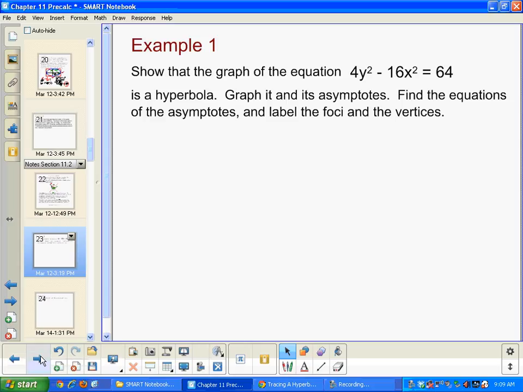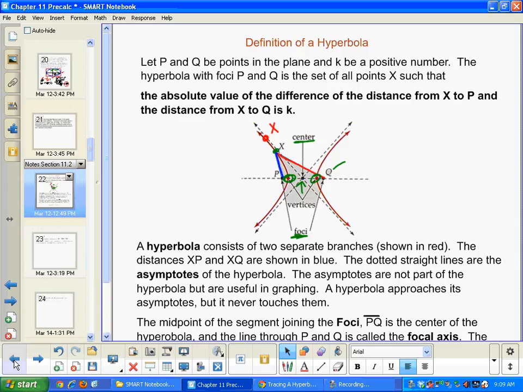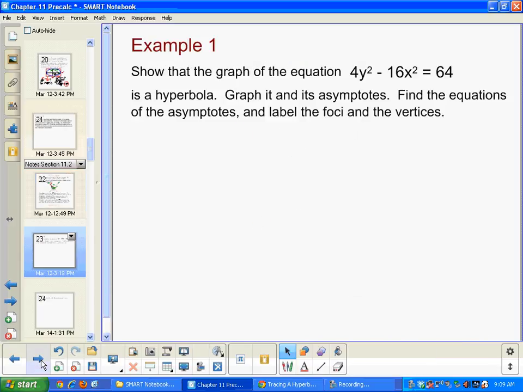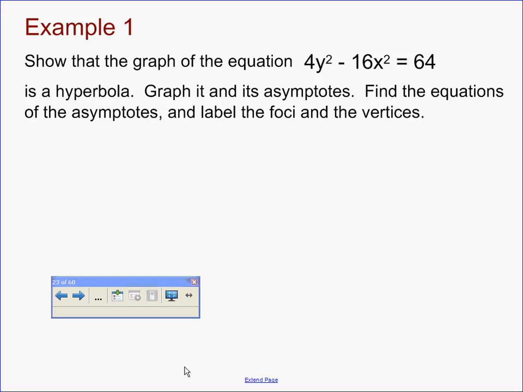We're going to graph it and its asymptotes and find the equations of the asymptotes and label those in the foci and the vertices. So the other thing I didn't talk about over here is that you do have asymptotes. Again, you have two asymptotes, and those are helpful in graphing and guiding us where to graph, but they are not part of the graph of the hyperbola. Okay, so let's get started working on this one.